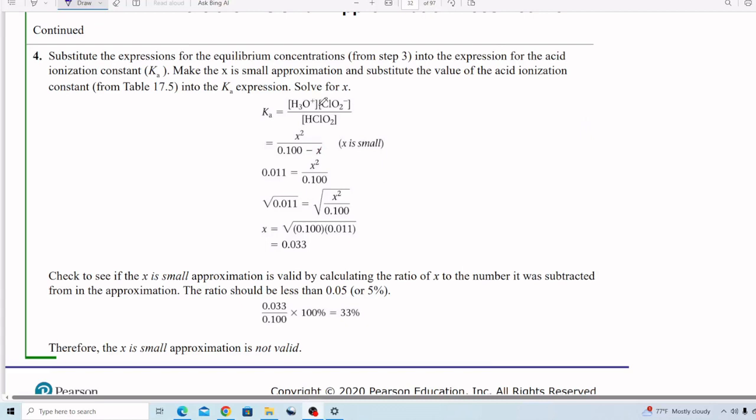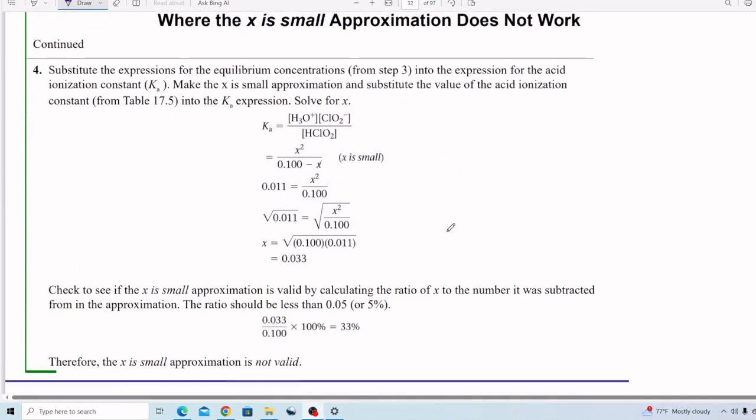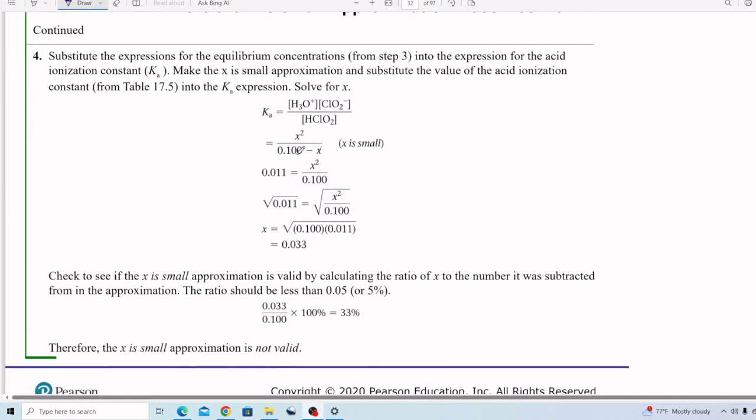We set our products over reactants equal to the Ka. So here's our Ka expression, and that's equal to X squared over 0.1 minus X, because X was the acid and also the anion concentration, so that gives us X times X, which is X squared, over 0.100 minus X. If we assume X is small, then we can eliminate it on the bottom where we're subtracting it. We never eliminate it where we're multiplying, okay? And that gives us 0.011 equals X squared over 0.100.